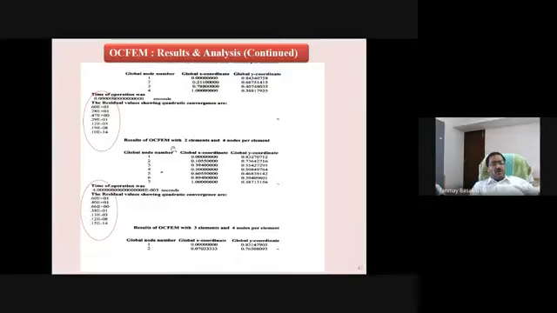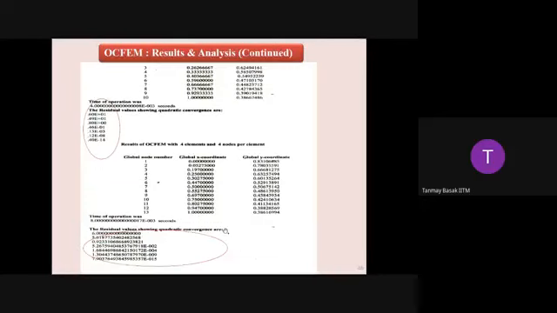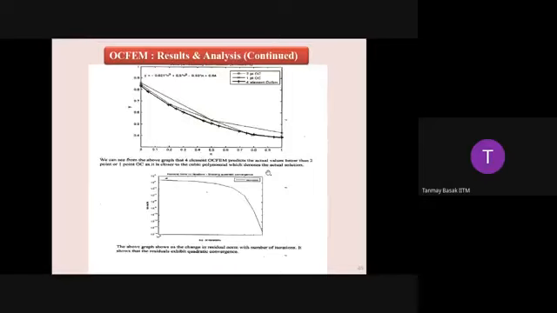Similarly for 2 elements, we have done the same residuals. 2 elements means 7 nodes, and we can see the quadratic convergence. Then we have done 3 elements, which means 10 nodes, and we see the quadratic convergence, and residual values for the quadratic convergence are also obtained for 4 elements. We do the computer program.